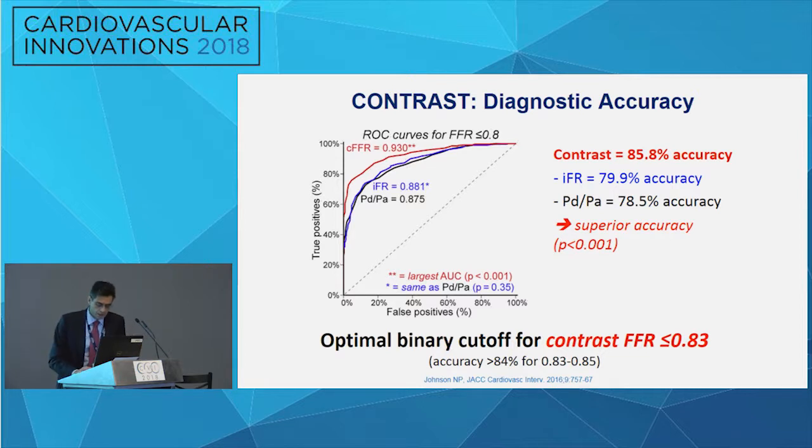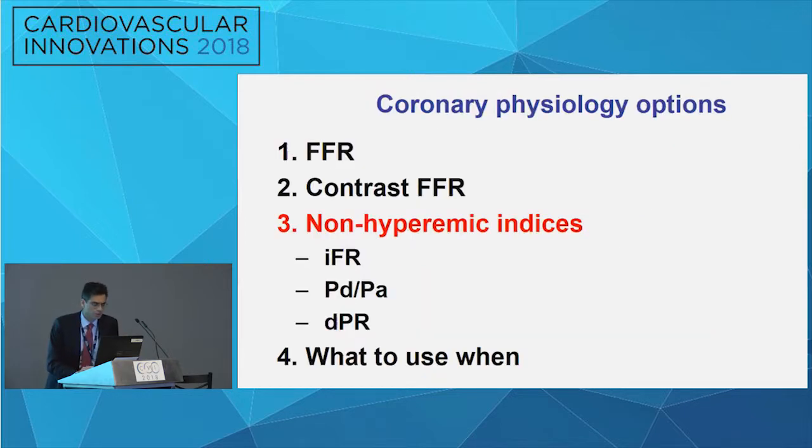So the contrast FFR is another way to do this, but I think what you've heard before about serial lesions, the resting indexes sound better. But again, that's something easy, simple, and available to everyone. So nothing to lose to keep it in mind.